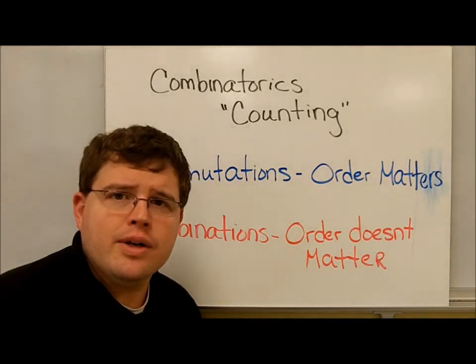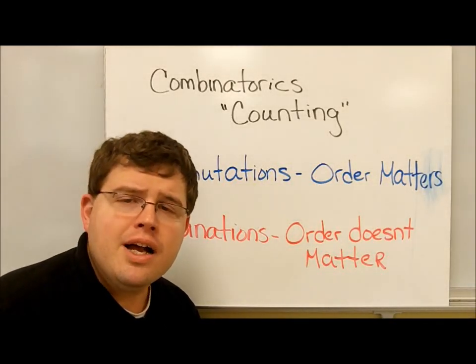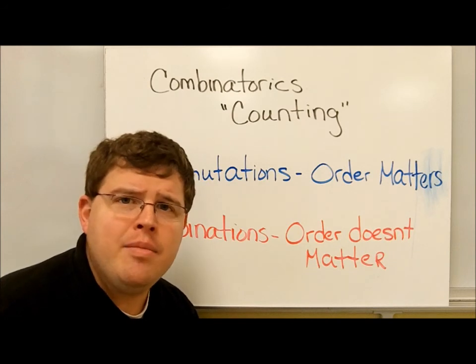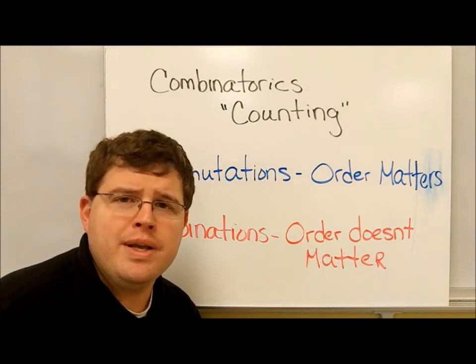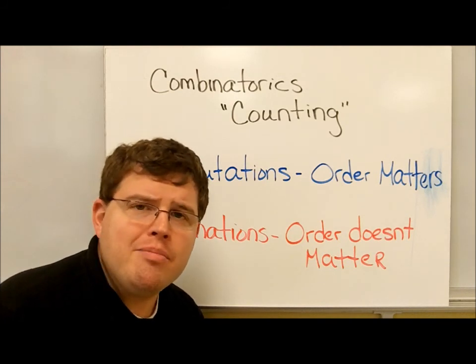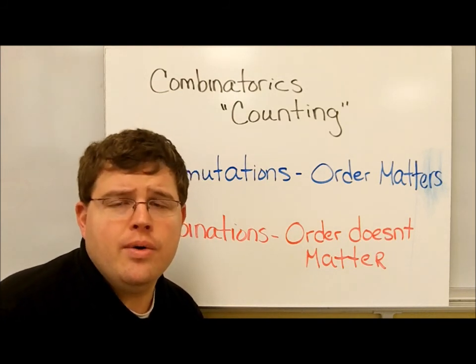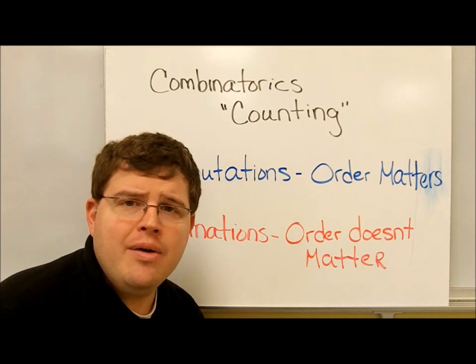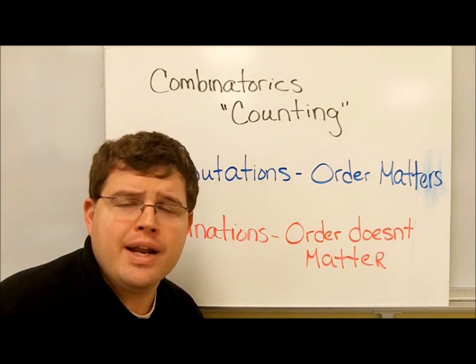Our next two lessons are going to deal with what we call combinatorics. Combinatorics is simply a fancy name for counting the number of ways we can arrange things. For example, how many ways can we arrange numbers to get a combination or a code to get into your locker? Now, there's two different categories of the way we can arrange things.